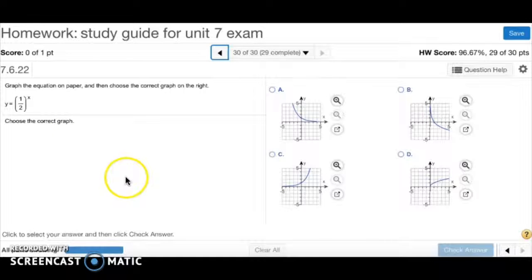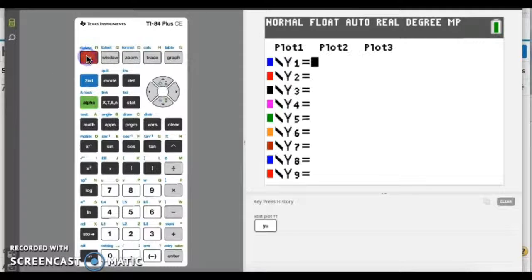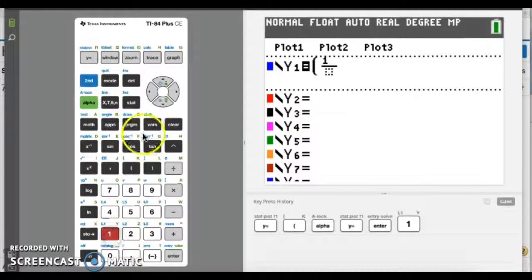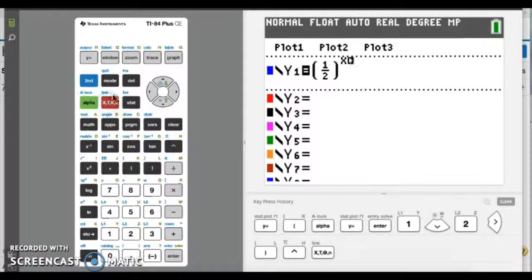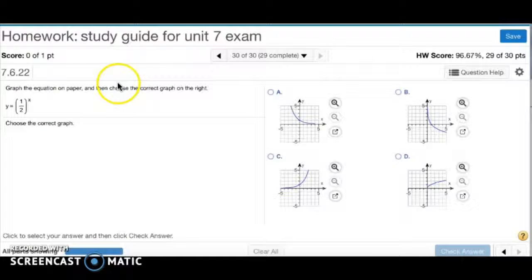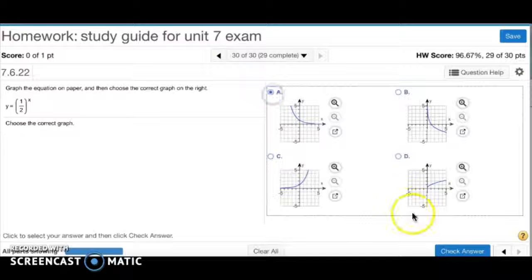Number 30 is asking you to graph the equation and then choose the correct graph. So we could just use a calculator for that. Okay, so go to y equals, click parenthesis, type in 1/2. Press over, close your parentheses, and then exponent of x, and then press graph. Now this is what our graph looks like, so let's see which of our choices matches it. Okay, looking at my choices, my answer is going to have to be A for number 30.